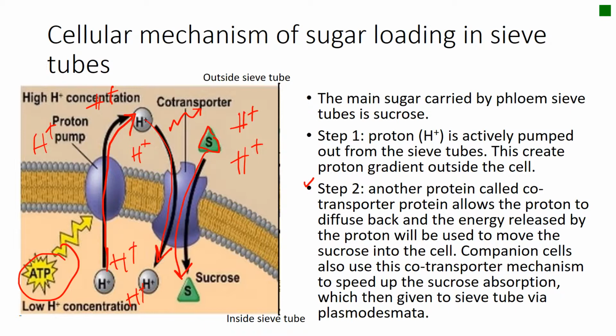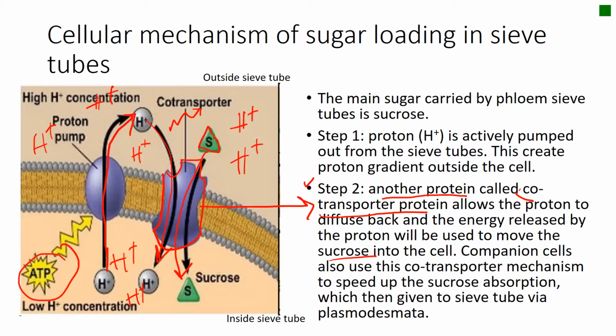So let me read step 2. Another protein called the co-transporter protein. Let me clarify that this type of protein is called the co-transporter protein, right? So it will allow the proton to diffuse back, and the energy released by the proton will be used to move the sucrose into the cell.